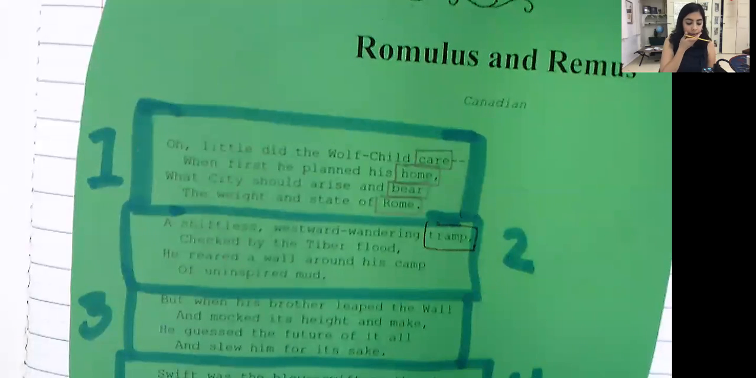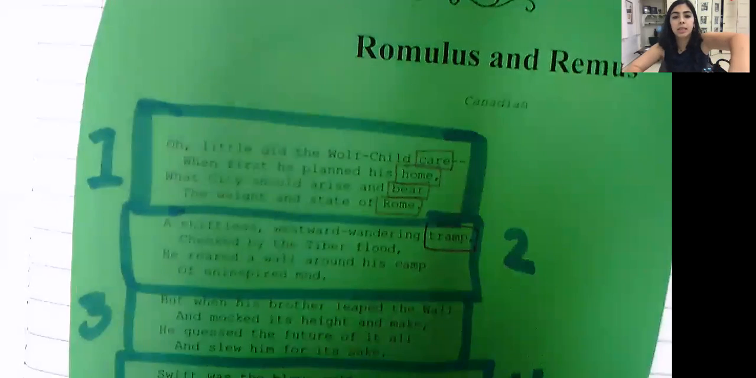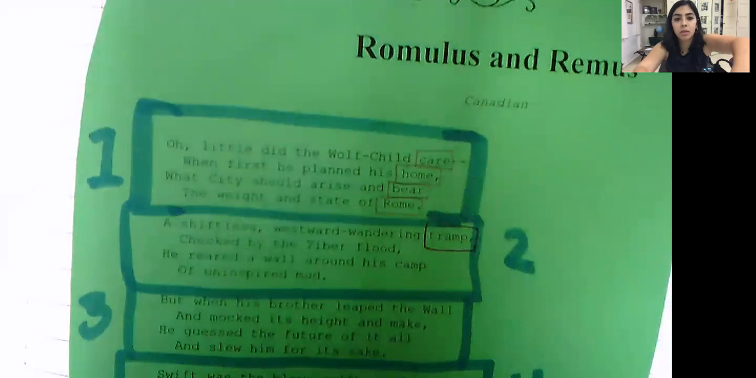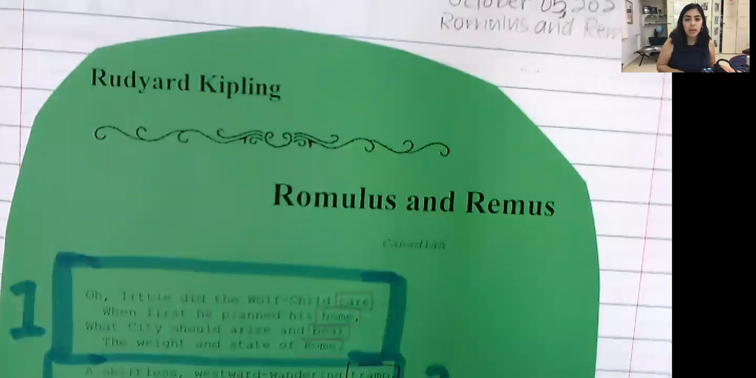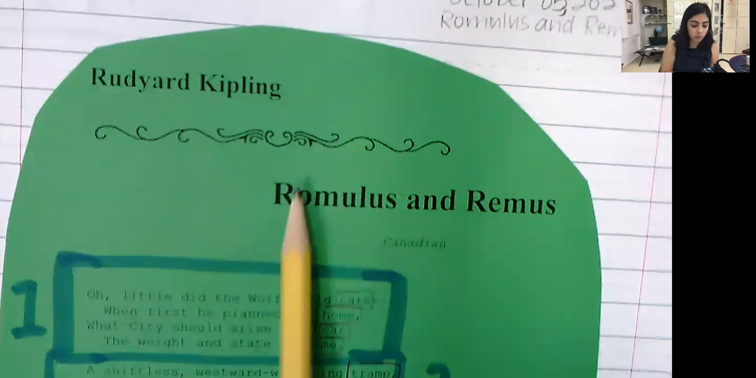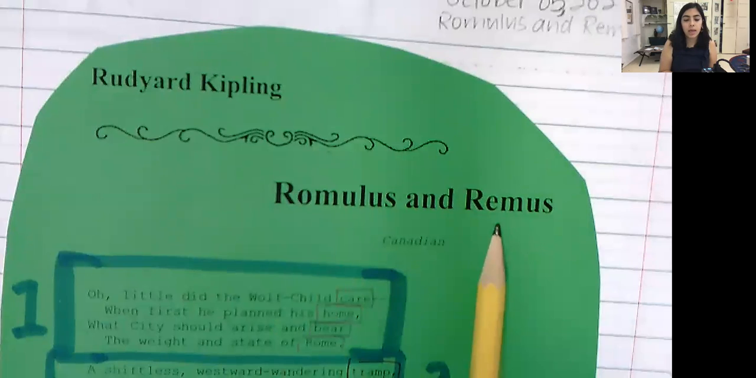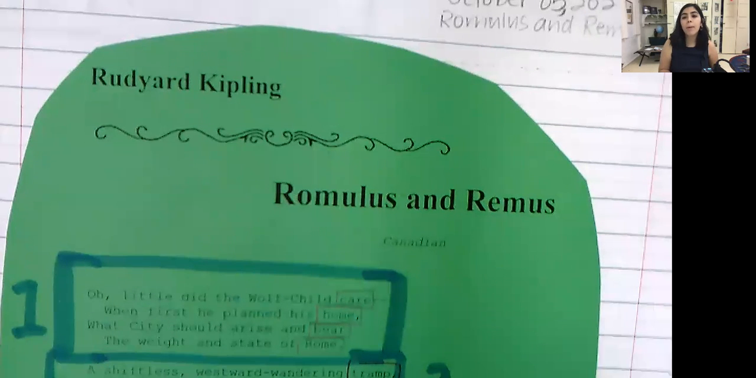Now, I want you to see what is capitalized. I want you to tell me what is capitalized in the poem. So for starters, to begin, let's look at the poem, the title. Every poem will have a title. It'll be right up here. Every poem. And what's the name of the poem? Romulus and Remus.